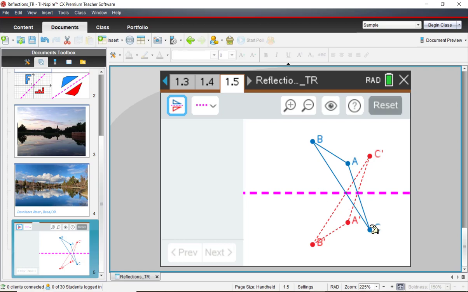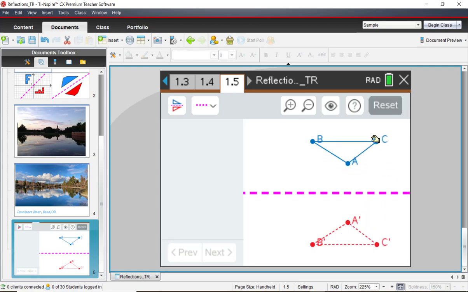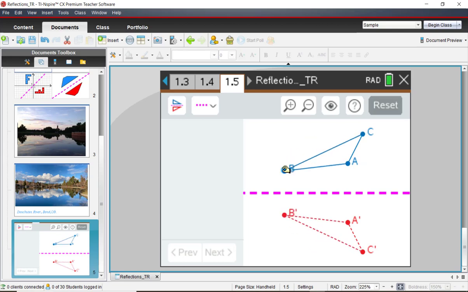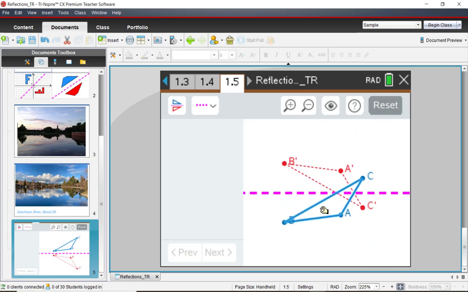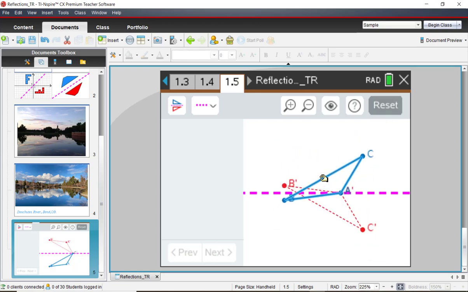So I'm going to grab a vertex like C and pull it, and as I do that, notice what happens to the image, the red image, as I move the blue one. And I can grab other vertices to investigate. And I can even grab the triangle and move the entire triangle and watch what happens with the reflections.